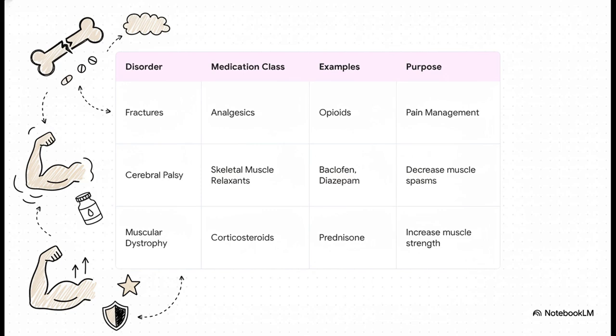For fractures, it's pretty straightforward. We're managing pain, usually with opioids initially. For cerebral palsy, we use muscle relaxants like baclofen to help decrease that intense spasticity. And for muscular dystrophy, corticosteroids like prednisone can actually help increase muscle strength and prolong function.